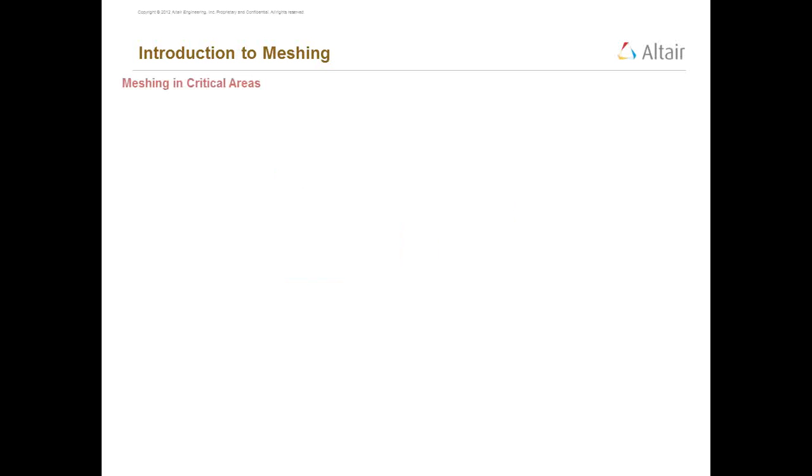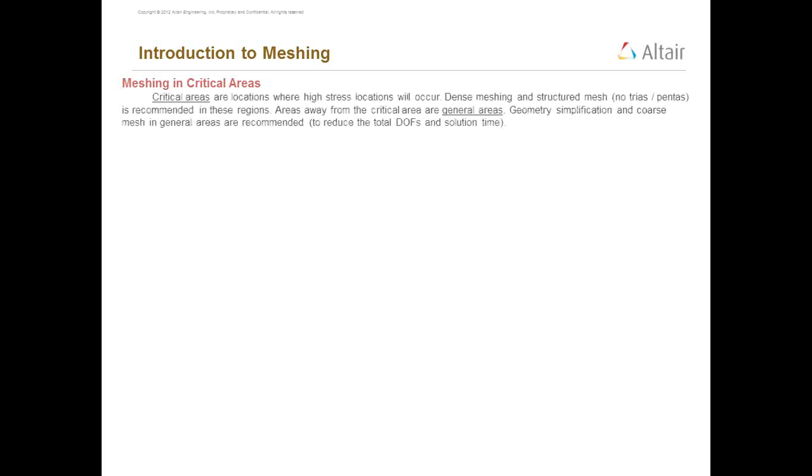Then how to do meshing in critical areas. First of all, we will try to understand what the critical areas are. Critical areas are the locations where high stresses will occur. Dense meshing and structured mesh, no trias, no pentas, is recommended in these regions. Areas away from the critical areas are called general areas. Geometry simplification and coarse mesh in general areas are recommended to reduce the total DOF and solution time.